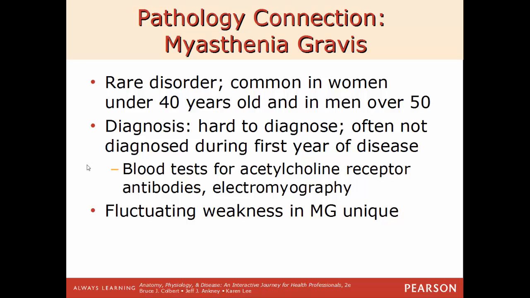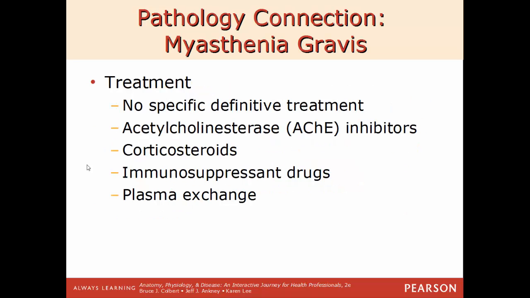And also something that is unique for this condition is the fluctuating weakness. Muscles get stronger when you are resting, but then you get weaker when you're doing activity. That's usually a good indicator of MG also. Treatment: there is no definitive treatment for this condition. You can take corticosteroids, which is a class of steroids, immunosuppressants, because this is an autoimmune disorder, acetylcholine esterase inhibitors that will help block what's blocking the acetylcholine receptors, and also plasma exchange. By doing so, you are eliminating the antibodies that are attacking your acetylcholine receptors.